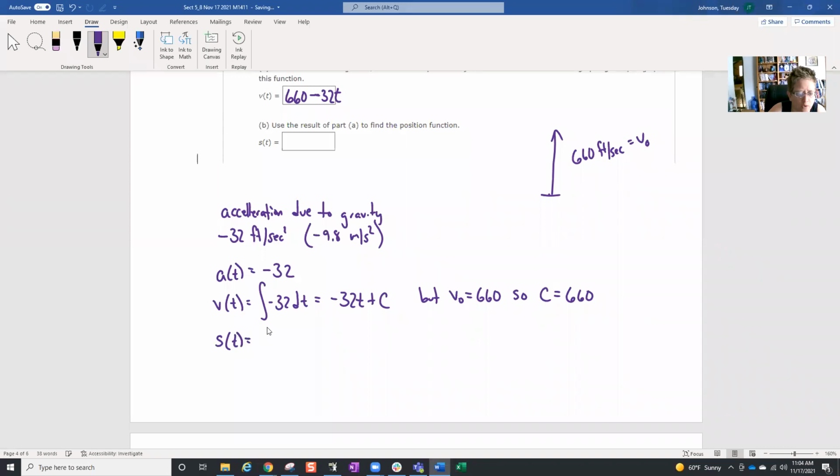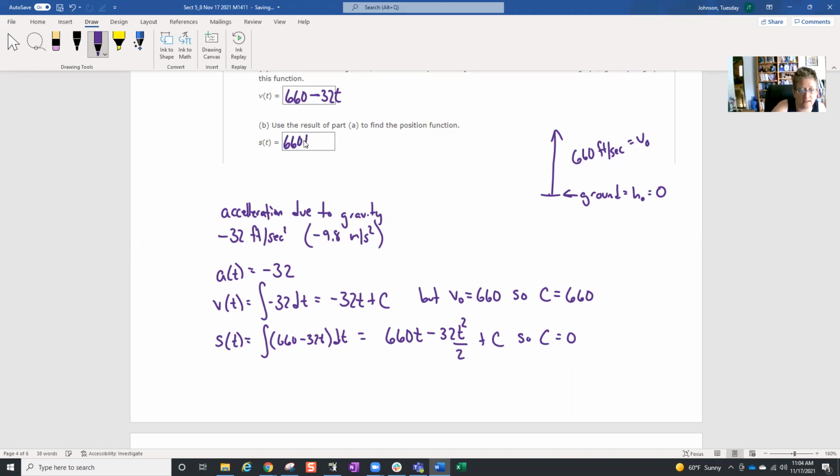So the position is now the antiderivative of velocity. And we know how to take this antiderivative. This is 660t minus 32 times t squared over 2 plus a constant. But it starts at ground level. Initial height is 0, which tells me that our equation for position is 660t minus 16t squared, 32 divided by 2. And that's why our projectile motion problems involving feet and seconds is always 16, right? Make minus 16 for the coefficient of the square. It's due to acceleration due to gravity and the units.